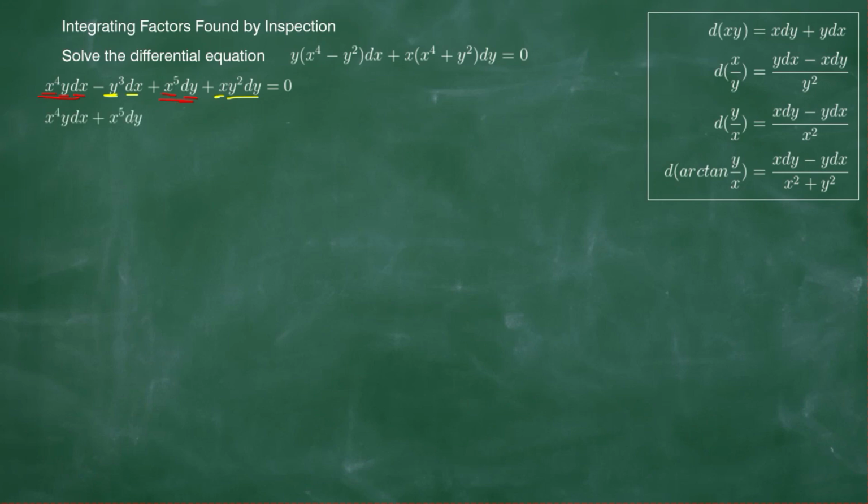So we can also pair these two terms. The first two terms will be x to the fourth y dx plus x to the fifth dy, and the last two terms are x y squared dy minus y cubed dx equals 0. In the first two terms, we have a common factor of x to the fourth, and in the last two terms, we have a common factor of y squared. So if we factor out x to the fourth, we have x to the fourth times y dx plus x dy, and then factor out y squared, and we'll have x dy minus y dx equals 0.